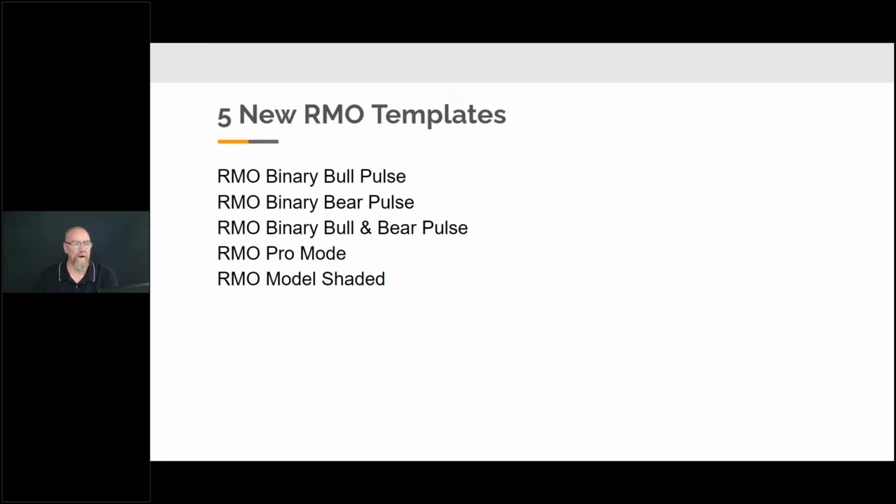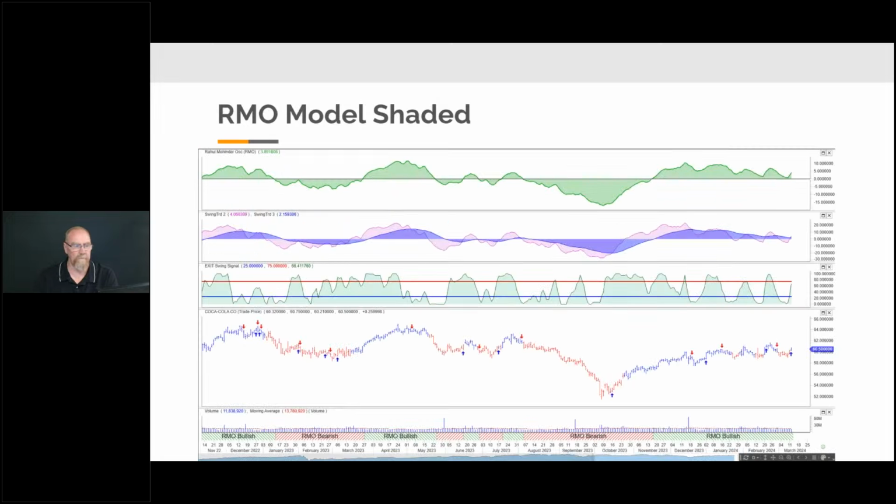So we have 5 new RMO templates. We had only one RMO template in the past. These concentrate more on the bull and bear pulses, as well as there's a pro mode to show you everything, and some different shading, give you some different options. And I think these really help the RMO stand out in the signals it's giving you.